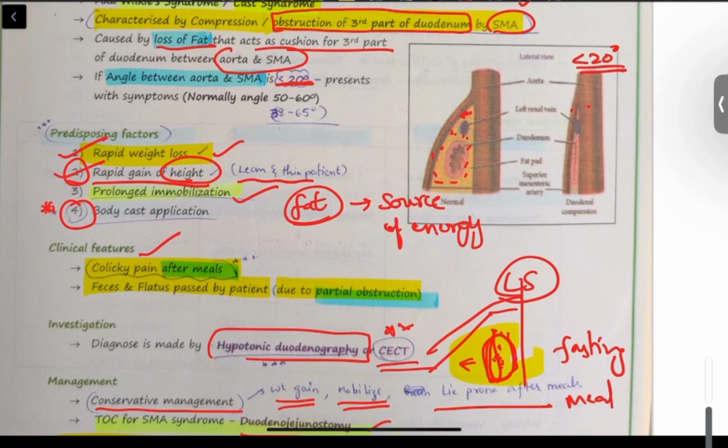That is lean and thin patients. In them also, fat will be less, right? So probably it's all happening because of rapid weight loss, or rapid gain of height.